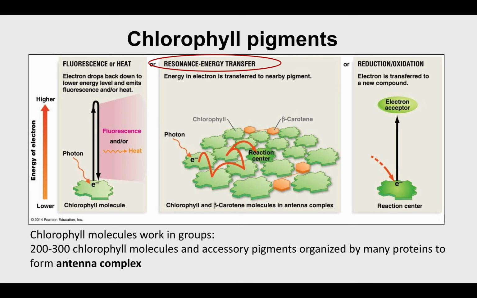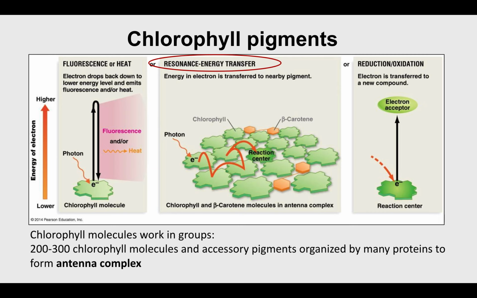All right, so chlorophyll pigments, excited electrons. We can release this energy as light, just a small portion. Most of it, though, is going to be absorbed and transferred to another molecule. We would call this resonance energy transfer. So we have our chlorophyll pigment.